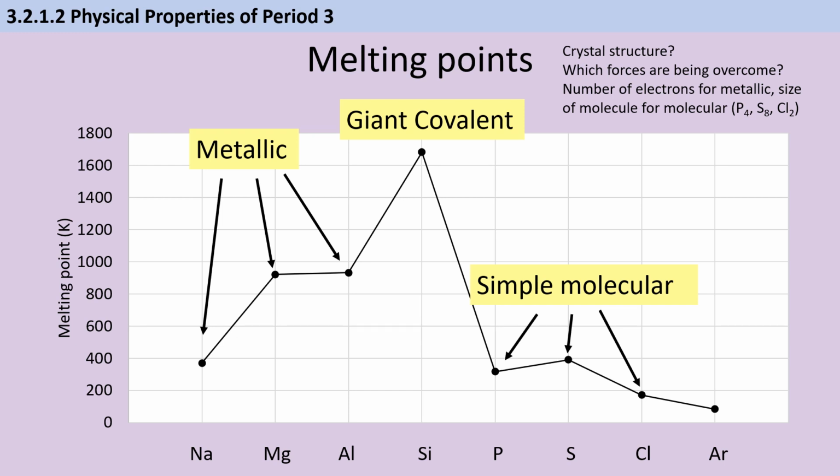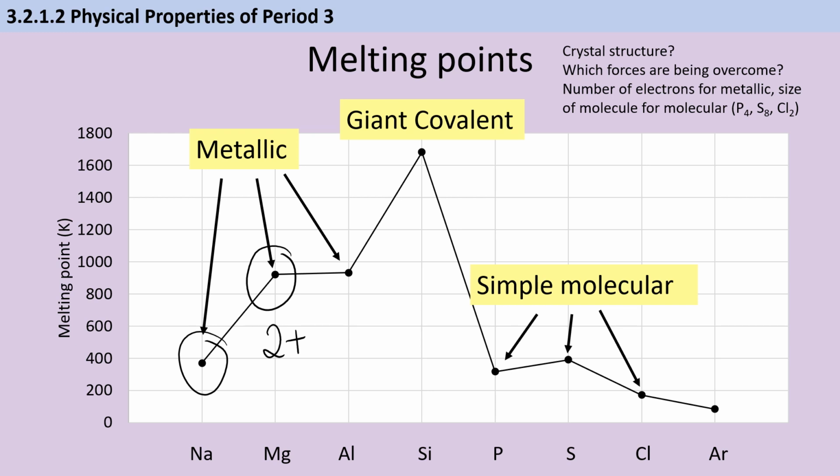You could be asked to compare two substances from two different categories, say a metallic one and a simple molecular one, but you could also be asked to make comparisons within a category. So for instance, we can say that magnesium has got a higher melting point than sodium because it's got higher charged ions and also it's got more free electrons to make that bond.